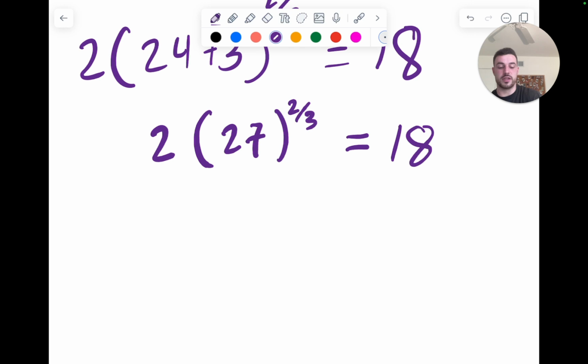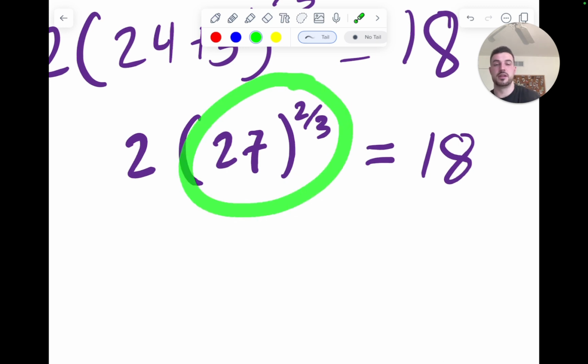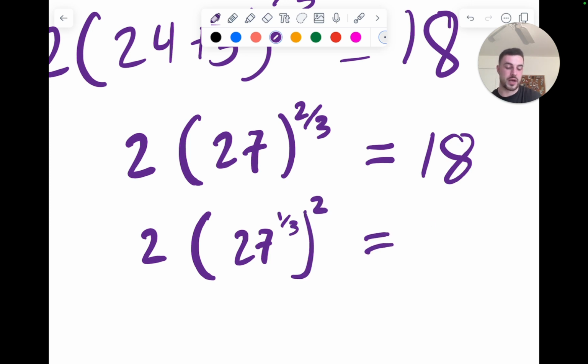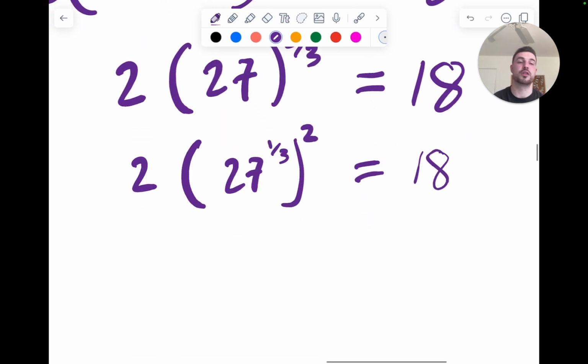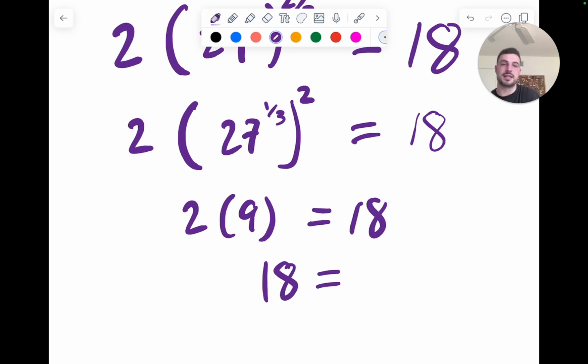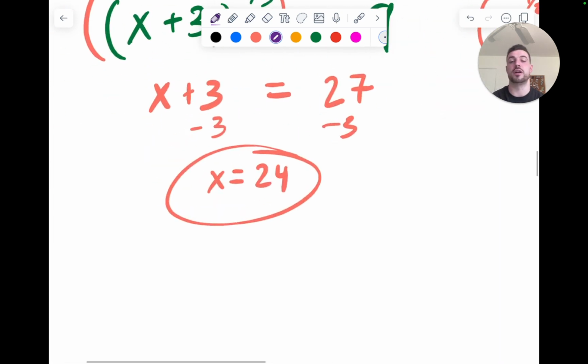Well, similarly to how we did 9 to the 3/2, we can do 27 to the 2/3. If I separate this to become 27 to the 1/3 squared, that might help us think about this a little bit. 27 to the 1/3 is basically taking the cube root of 27, which is 3. 3 squared is 9. So we get 2 times 9 is equal to 18. And that checks out. 18 is in fact equal to 18. And therefore, x equals 24 is a solution, and it is not extraneous.